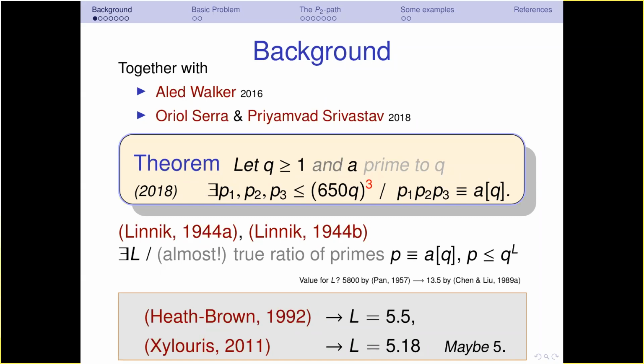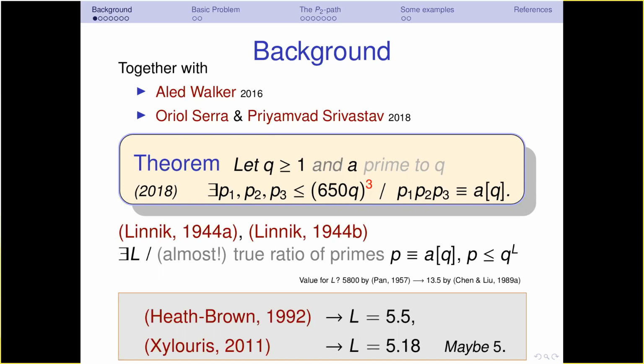So in multiplicative number theory, we are looking at Z by qZ, and we want to find a product of 3 primes congruent to a given residue class modulo q. And of course, you want to find them as small as possible, and smaller than some power of q, and this power of q should be as small as you can.